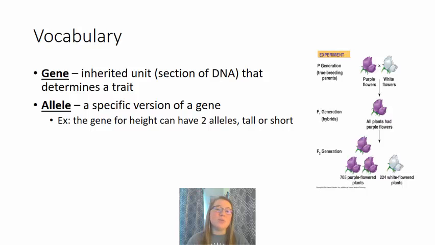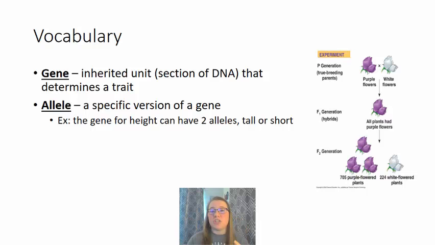Some of the vocab that you need to know in this unit include the terms gene and allele. These two terms students often get mixed up, so take a moment and make these into flashcards to practice with. A gene is an inherited unit or a section of DNA that determines a specific trait. Now, an allele is just a specific version of that gene.